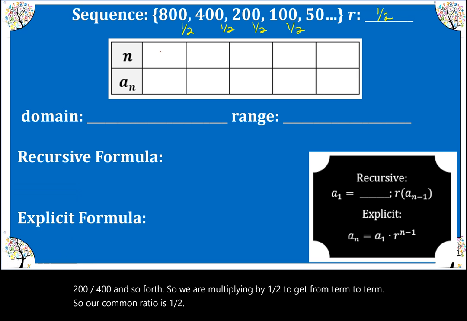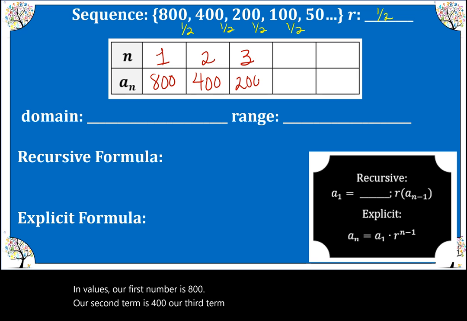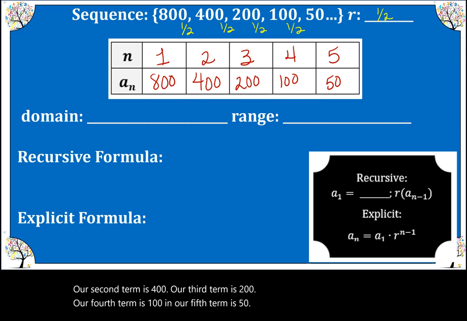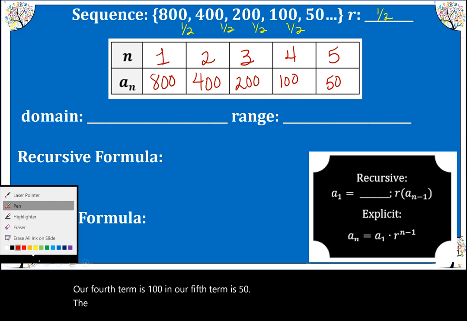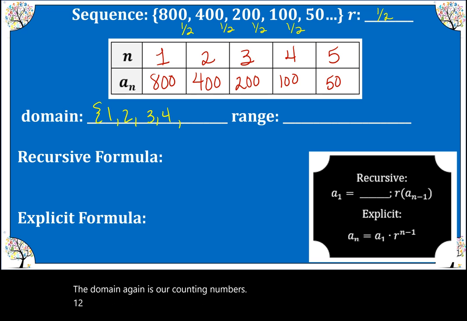Our n values, our first number is 800. Our second term is 400. Our third term is 200. Our fourth term is 100. And our fifth term is 50. The domain, again, is our counting numbers: 1, 2, 3, 4, 5, and so on. The range is our sequence.